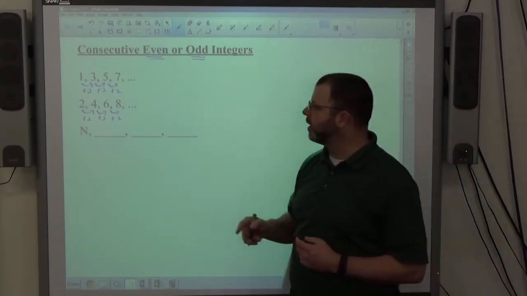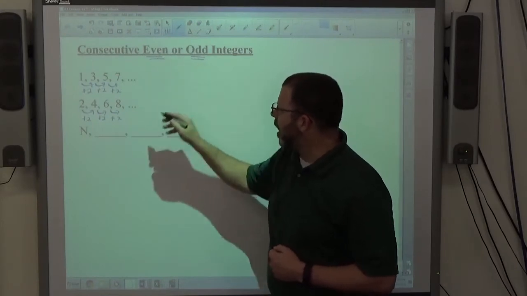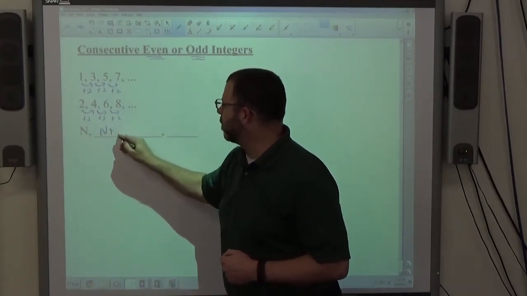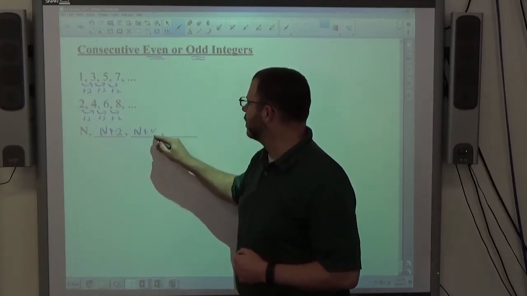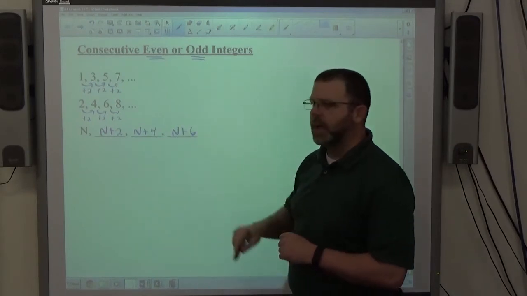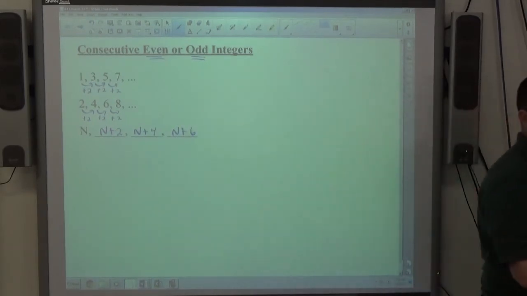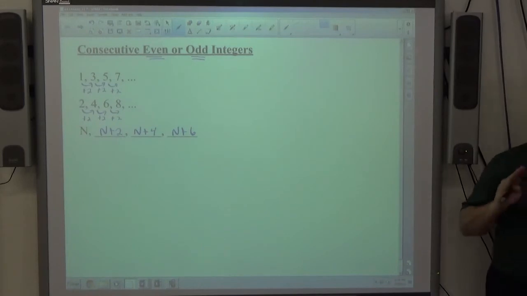So algebraically, whether it says even or odd, we're applying a +2 pattern to this. So it's n plus 2, n plus 4, n plus 6. Okay, a lot of students have difficulty believing that. I know this because I see a lot of students work and they don't put that down on their paper when it says consecutive odd integers.